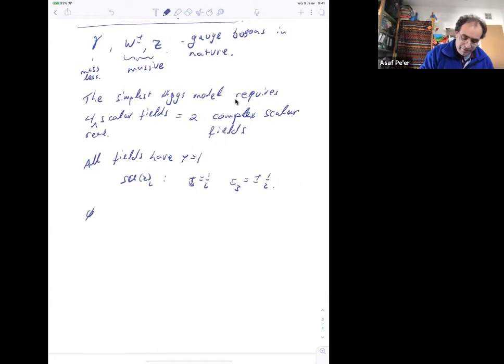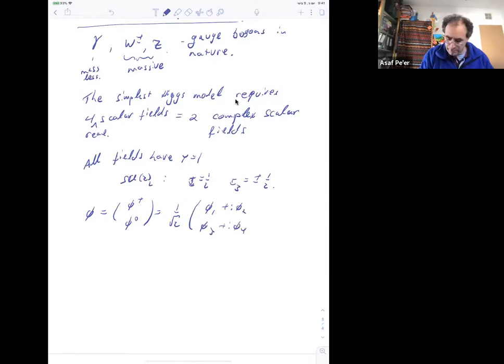So I'm going to write down the field phi as phi plus, phi 0, which is 1/√2 times phi1 plus i phi2, phi3 plus i phi4. So I put them as an isospin doublet. And of course, the phi plus and phi zero are there to remind us that there is a difference of charge of 1 between the upper and lower part of the doublet, the same as usual for any doublet.